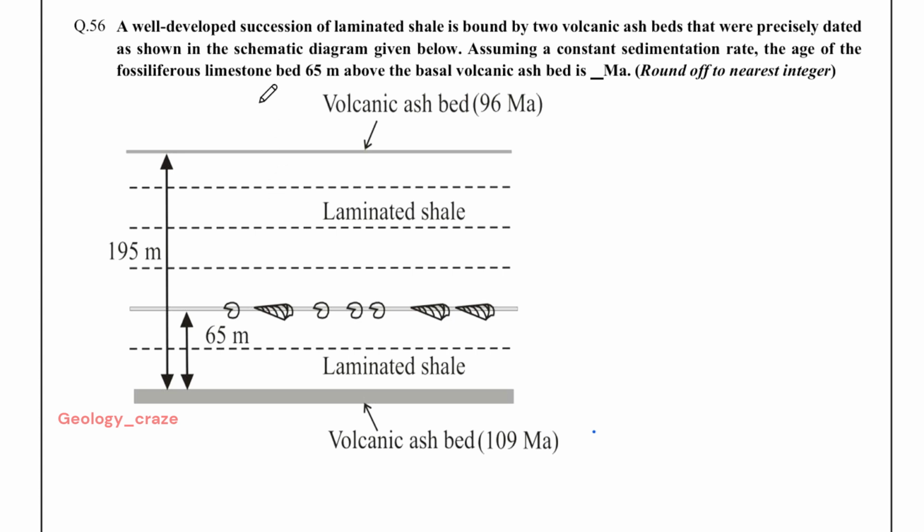A well-developed succession of laminated shale is bounded by two volcanic ash beds. These are the two volcanic ash beds, and the beds were precisely dated, as shown in the schematic diagram given below. Both the beds have given ages.